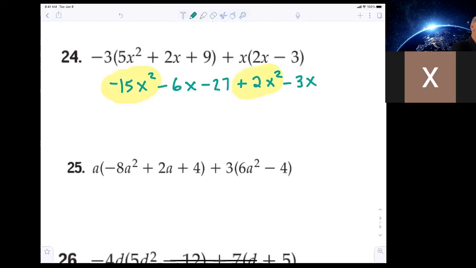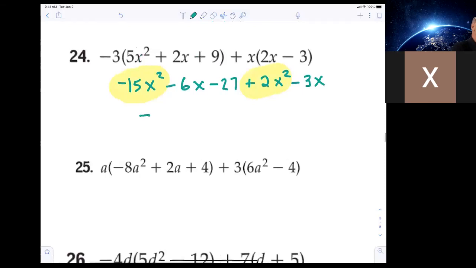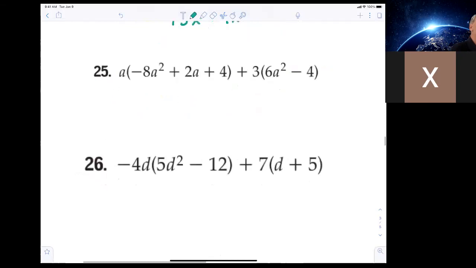Now remember, one's negative, one's positive. Now be careful. Right. And then, good job. All right, I'm pretty happy with that. All right, 25, go. Gray.